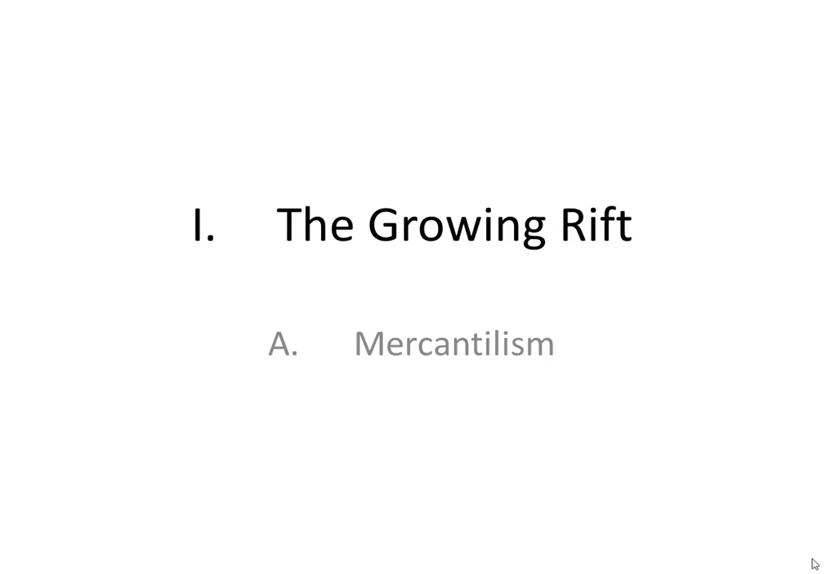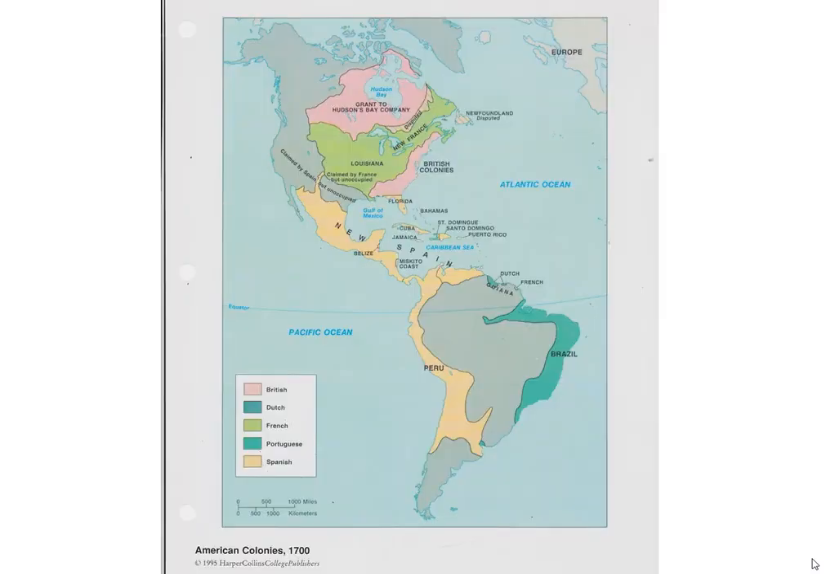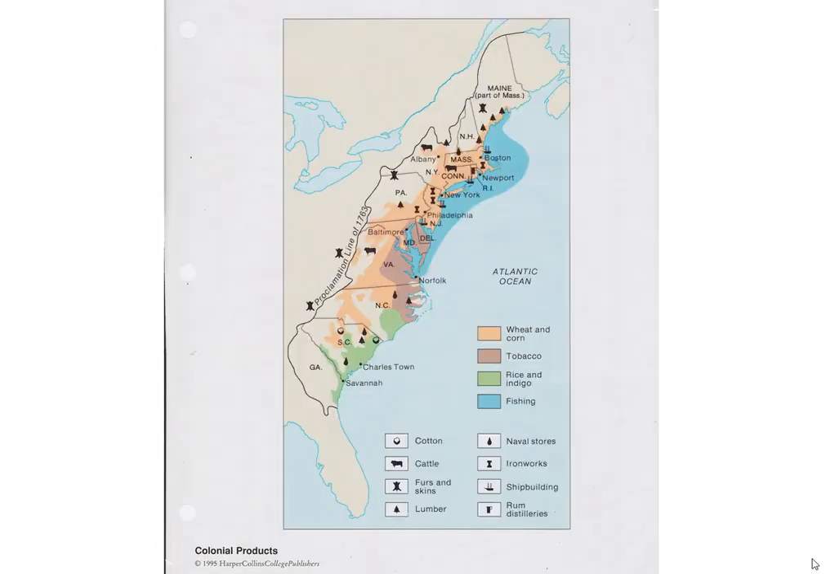If you could write down the Navigation Acts of 1760, what they said is that as Americans, if we want something from Germany, France, Spain, we must go through England. So England's going to have total control that way. So this is a picture of the different colonies. As you can see, the British, Dutch, French, Portuguese, Spanish all have colonies. And again, our whole purpose is to provide raw resources. So we have wheat, corn, tobacco, rice, indigo, fishing, cotton, etc.